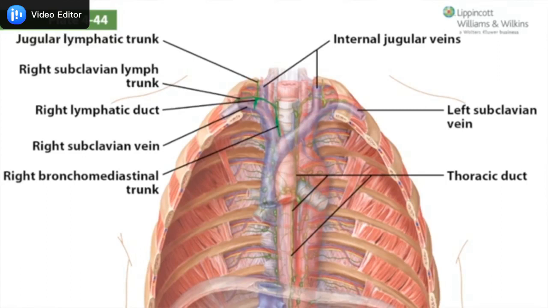The jugular trunks drain lymph from the head and neck. The right jugular trunk may open into the right lymphatic duct, but both the right and left often open directly into the venous system at the junction between the subclavian and internal jugular veins on their respective sides.